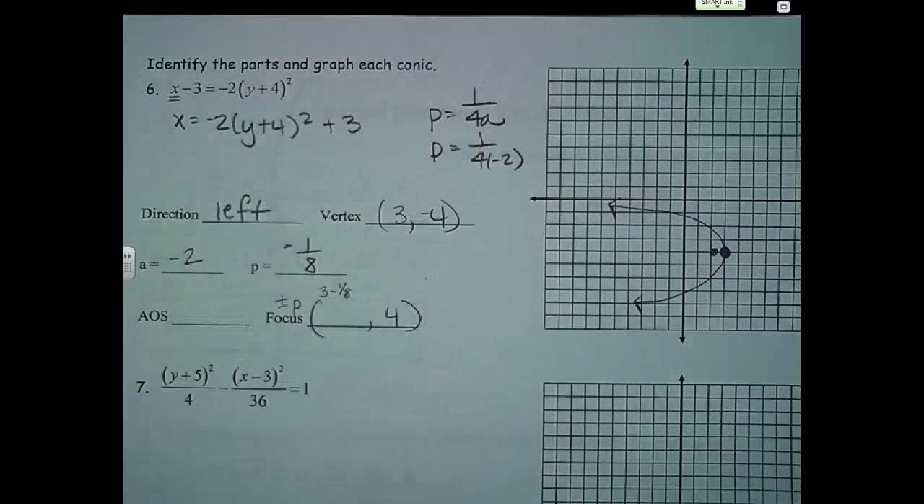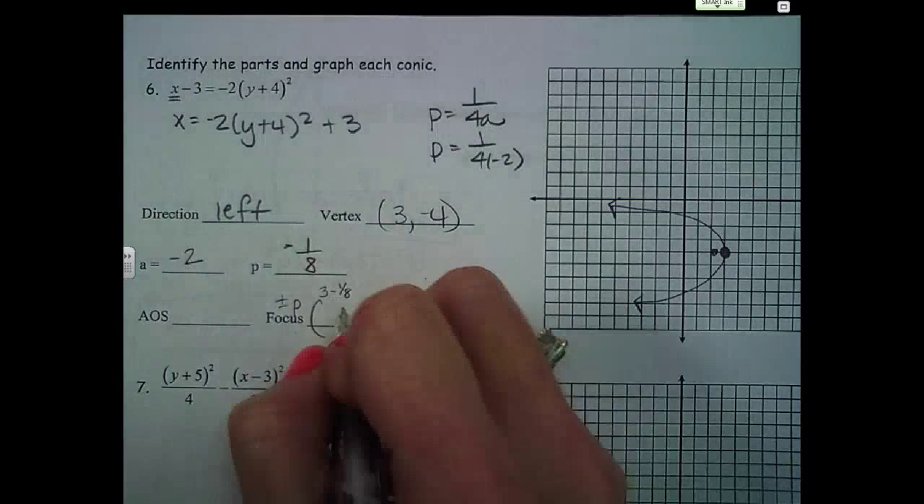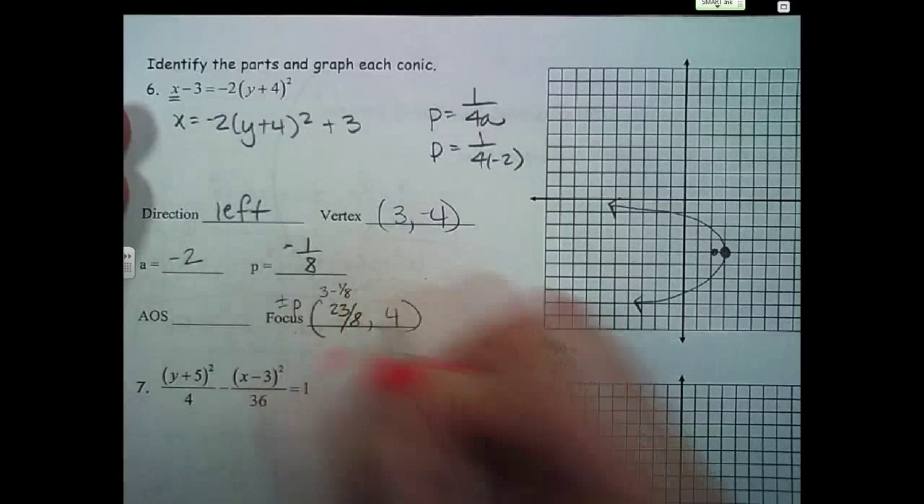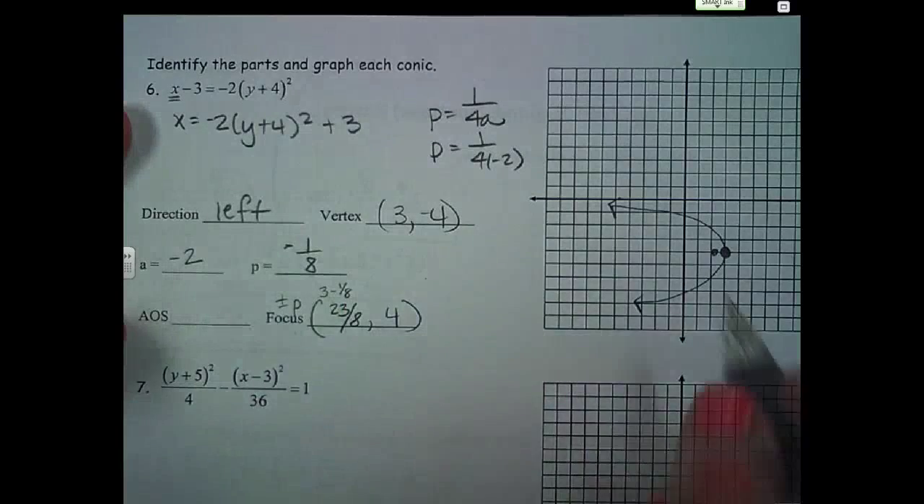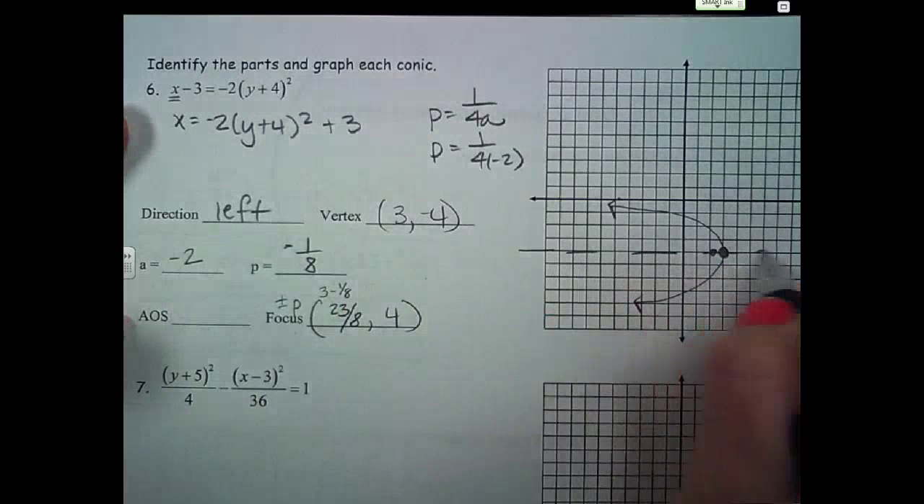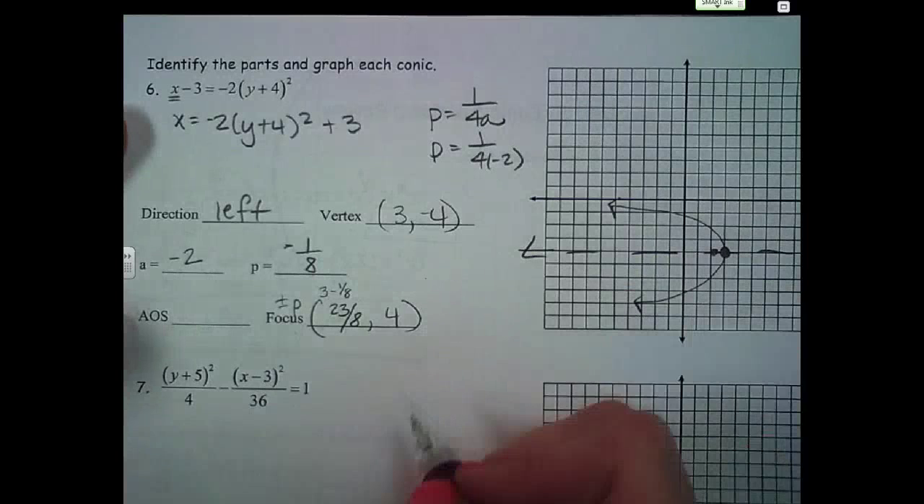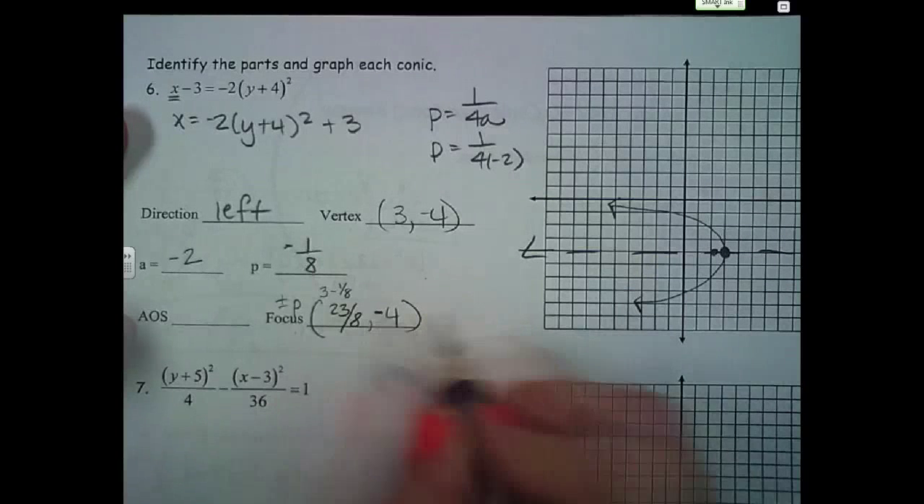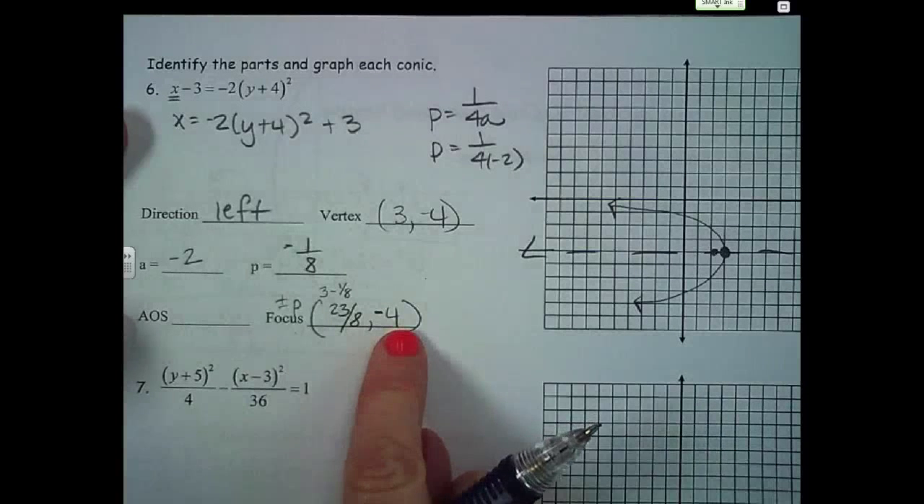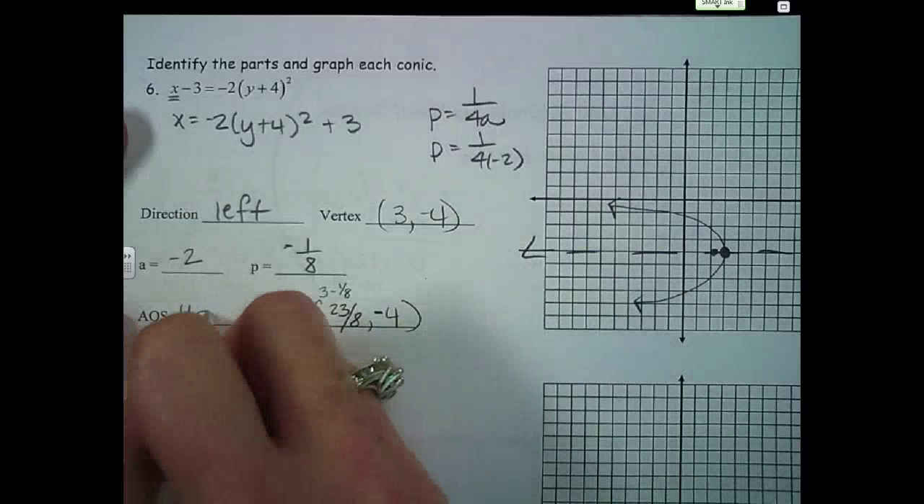Okay, you're affecting x. So you're going to do 3 minus 1/8. That's going to give you 23/8. So you have 23/8, -4. Now your axis of symmetry, don't forget to draw that into your graph. It crosses the y-axis. It should be -4, I'm sorry. It crosses the y-axis at -4, so y equals -4.